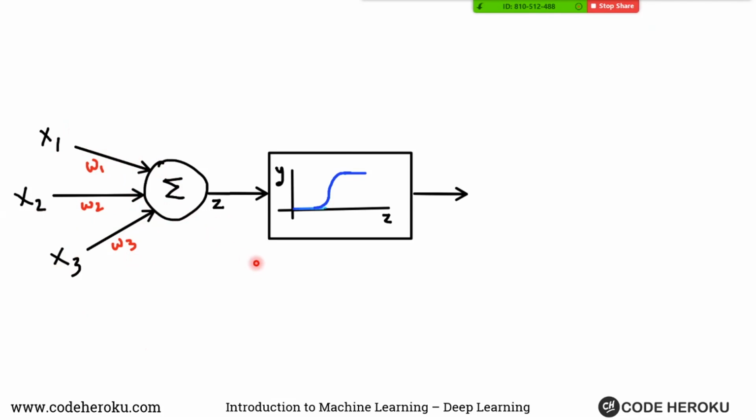And next, me as a neuron, what I'll do is I'll check if this input is greater than a certain threshold. So if this Z over here, which is the output over here, is greater than some threshold, I will fire. Or if this Z is less than a certain threshold, I won't fire.